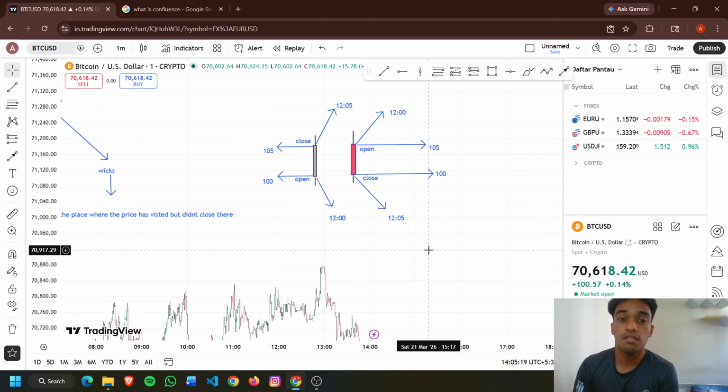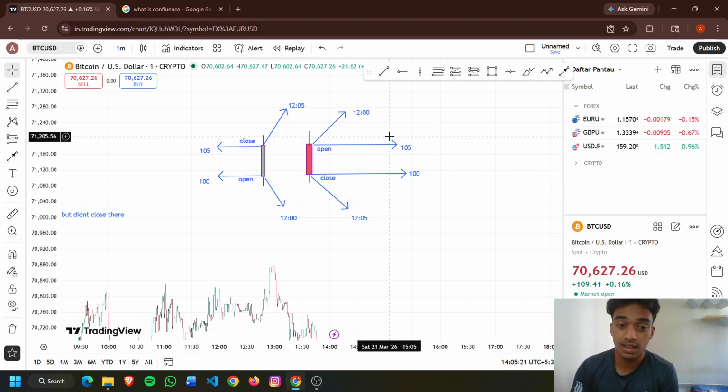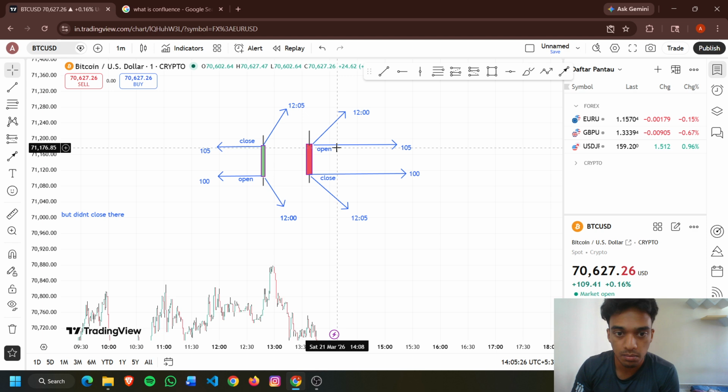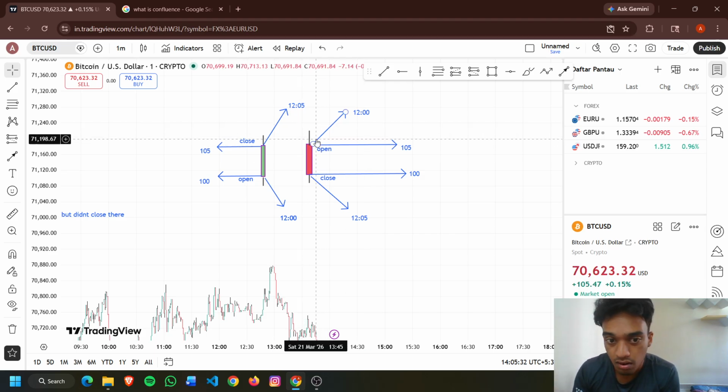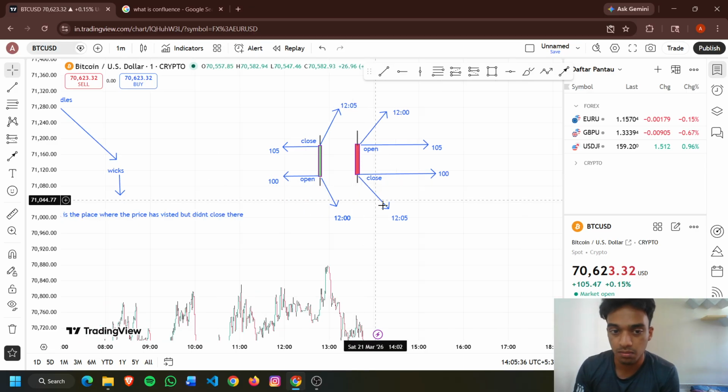And the red candle is called a bearish candle. So the open price will be on top. I want you guys to note these things down. So the open price will be on top and the close price will be on the bottom.